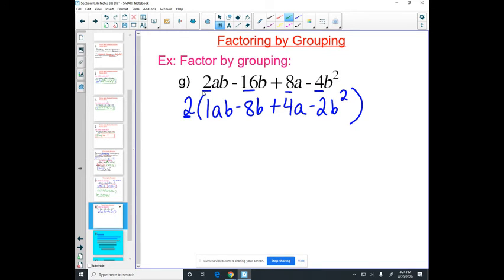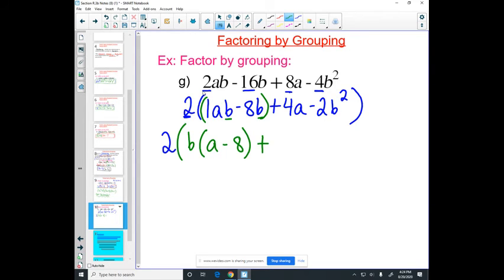Now let's see if we can do some grouping here on the inside. So the 2 is going to stay on the outside here. Now I'm going to look at the inside piece. 1 and 8, those are both divisible by 1, but nothing else. Looks like they have a B in common though, so I can pull out a B. And I'm left with A minus 8 on the inside of my parentheses.